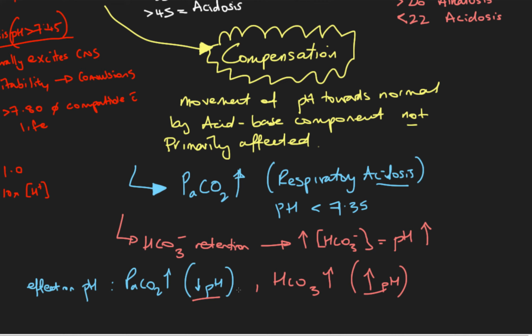So it's a movement towards normal of the pH caused by the not primarily affected acid-base component. If the primary cause was a CO2 increase, then maybe the bicarb will start to increase to try and pull that pH back to normal. If, for example, it's the other way around and we have the bicarbonate ion increasing and making the blood more alkaline, or more alkalosis, then the CO2 may start to increase to counter that, making the blood a little more acidic, just to try and pull that pH back to normal.